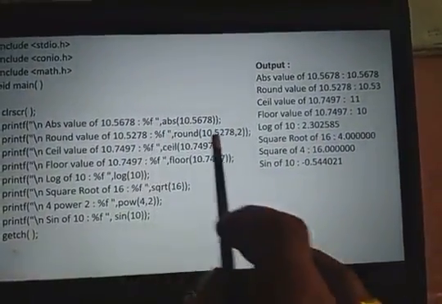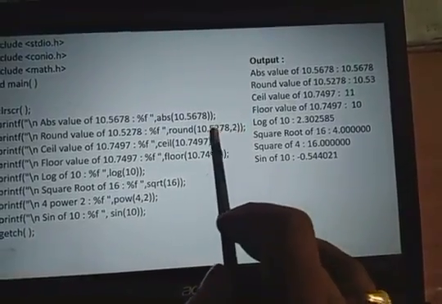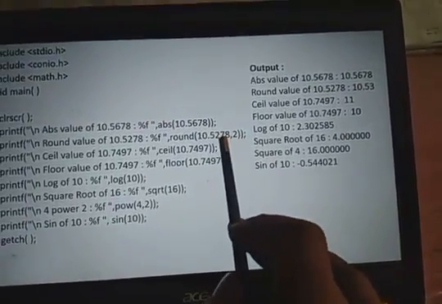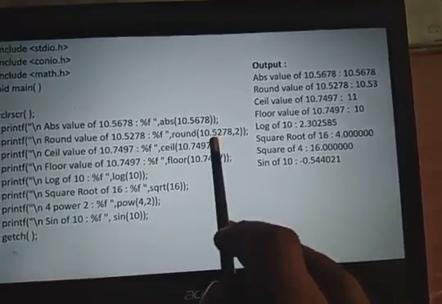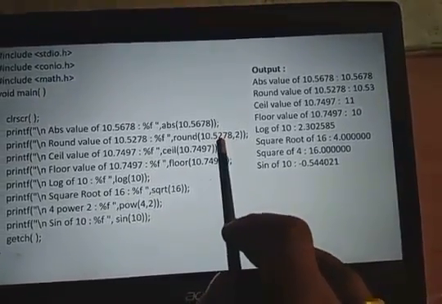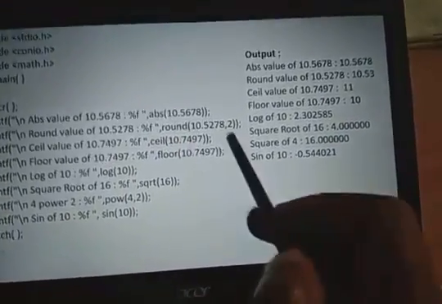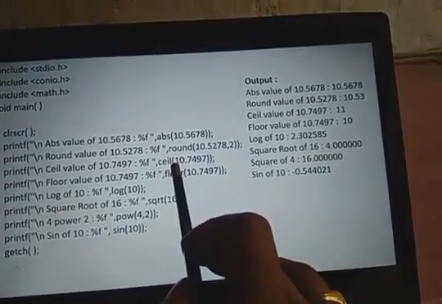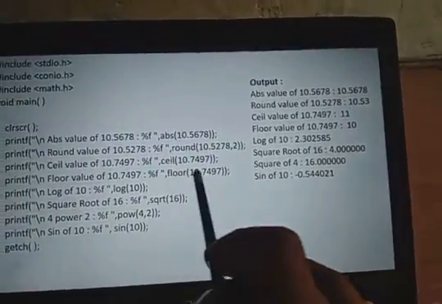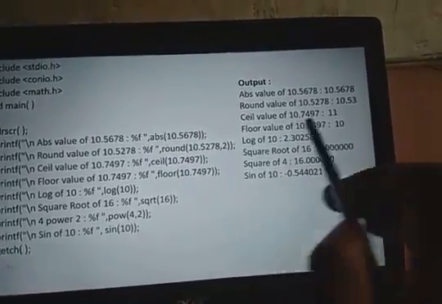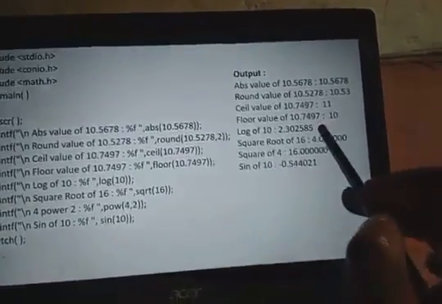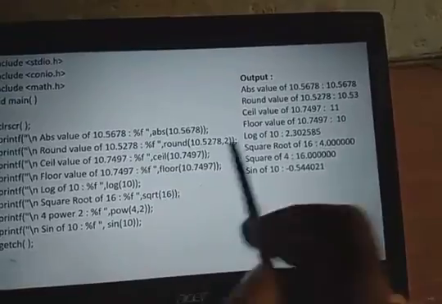Round up. How many decimal places to round? 2 places. Up to 2 places we have 5, 7, and here 7 becomes 8, so it becomes 10.57 rounded. Now the ceil value of 10 point something is 11, and the floor, whatever it may be, becomes 10. Log value is 2.30. Square root of 16 is 4.